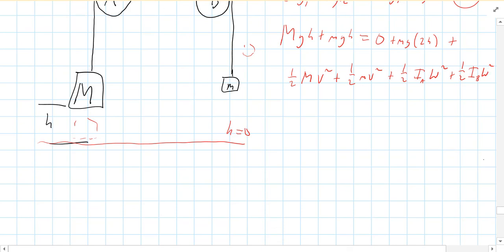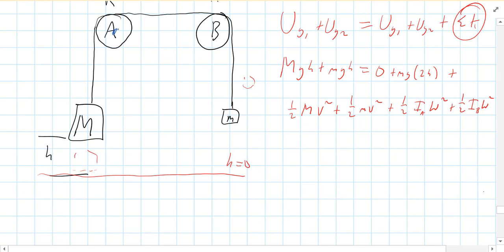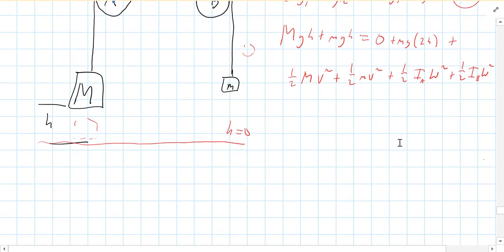Okay, so next step, I am going to put in what I is for a disk. A disk or cylinder has a moment of inertia about its center, and these are spinning about their centers. The moment of inertia is 1/2 m r squared. For m, I'm either going to put an A or a B, depending on which one I'm looking at. So on the left side, and then while I'm at it, I'm going to move this over to here.